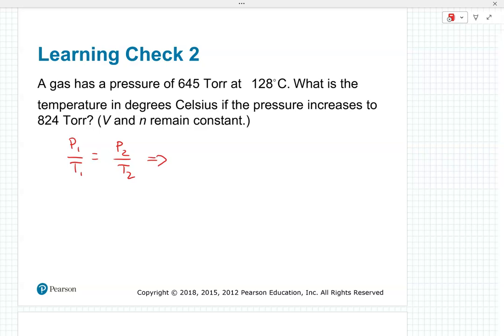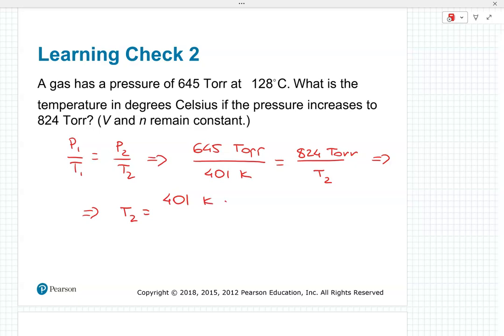Therefore, P1 is what? 645 torr. T1 is 401, if my calculations are correct. Okay? And here you have the unknown temperature and the pressure at 824 torr. So the equation for calculating your answer will be 401 Kelvin times 824 torr over 645 torr.